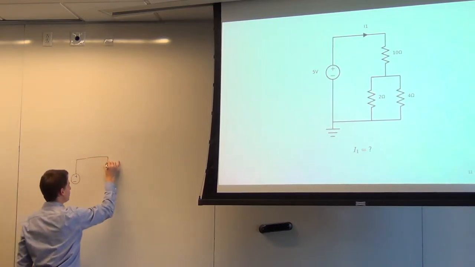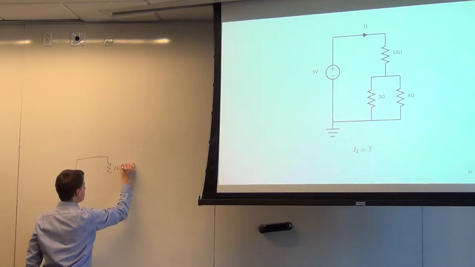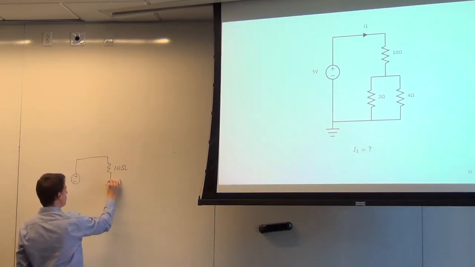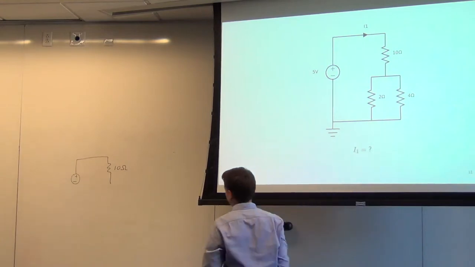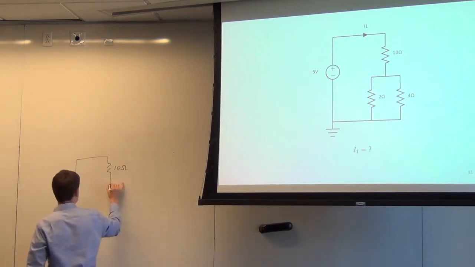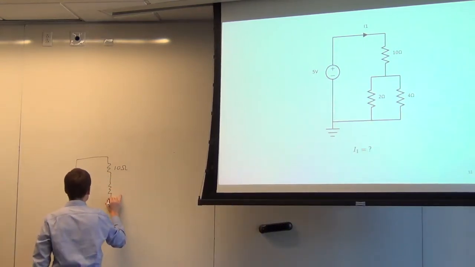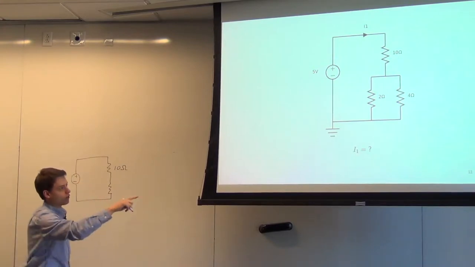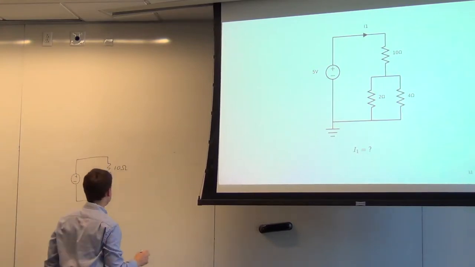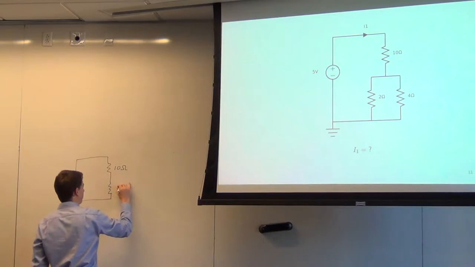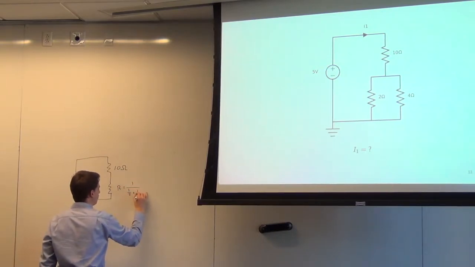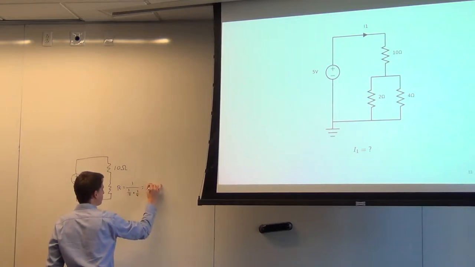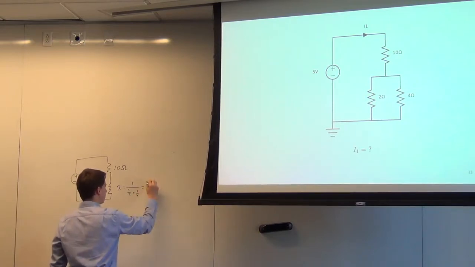So you have one here, which is 10 ohms. And you can think of both these two things as effectively being one resistor, where the resistance is 1 over the sum of the inverses. So R here would be 1 over (1/2 plus 1/4), which is equal to 4/3. Right.